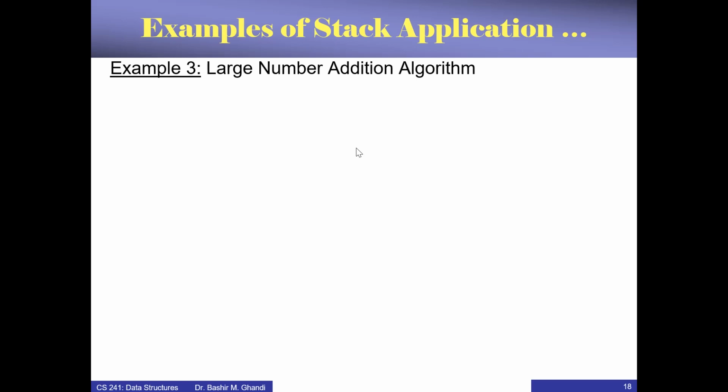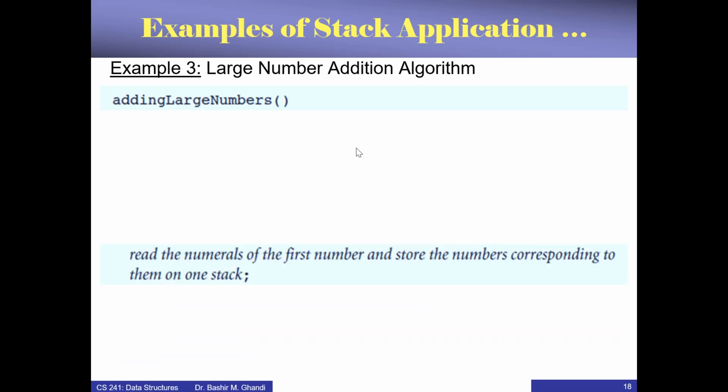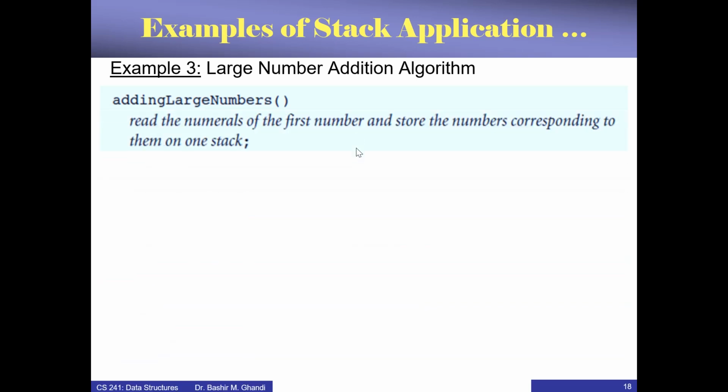Okay, yeah. So this is the algorithm from the book. Basically, it's going to use 3 stacks. The first stack is going to be used to store all the numerals or all the digits of the first number. Okay, so read all the digits of your first large number, push them in the stack.